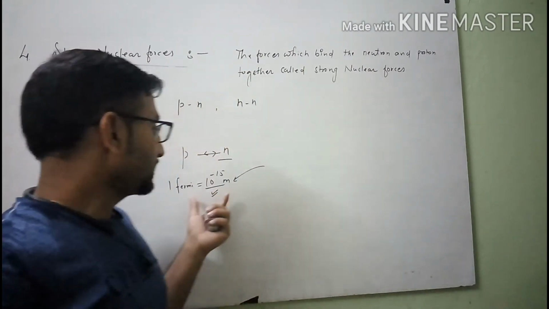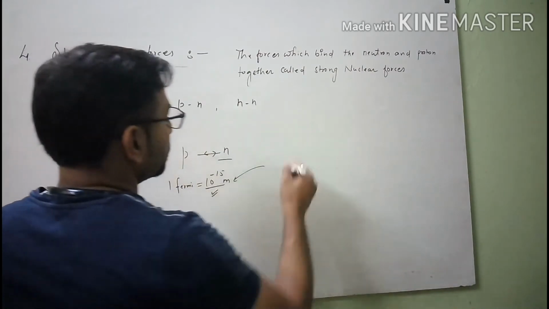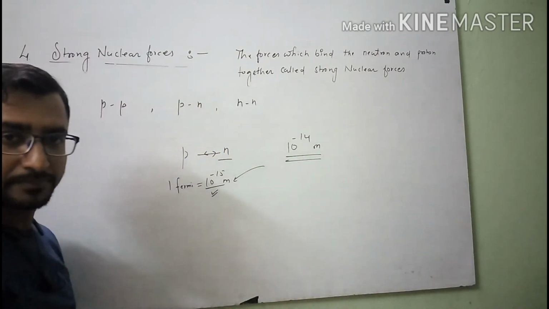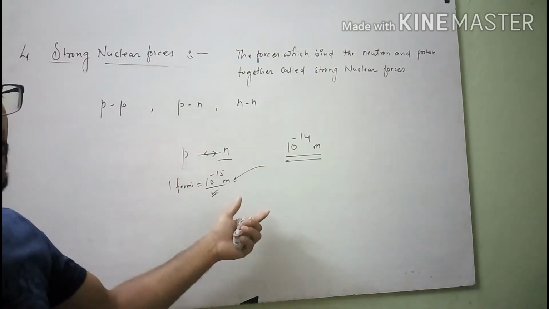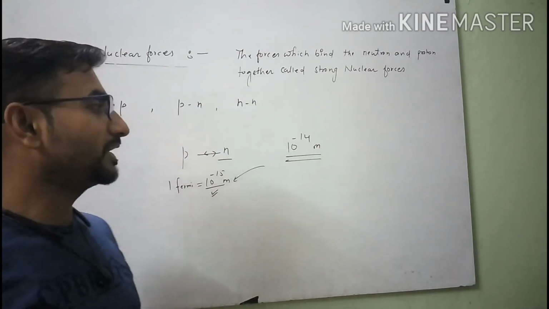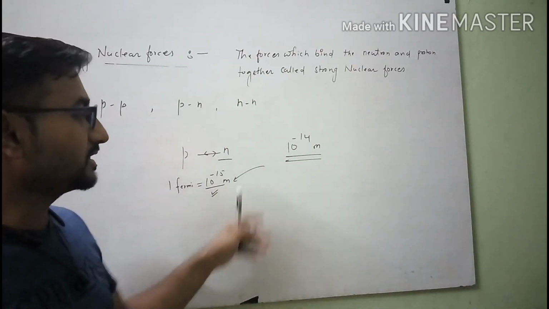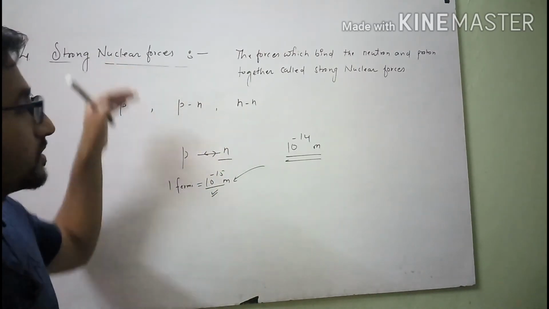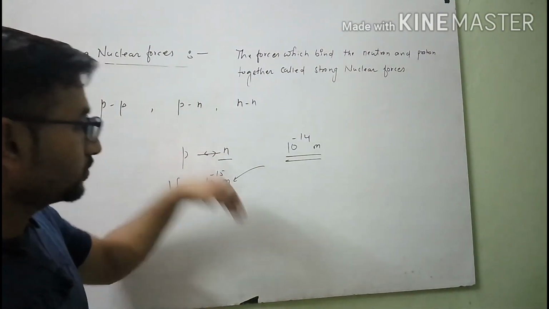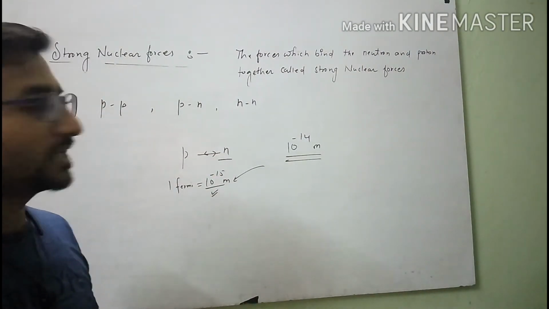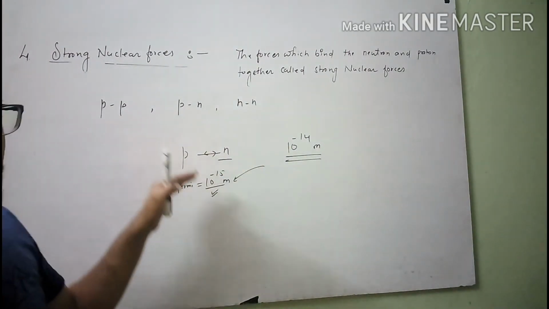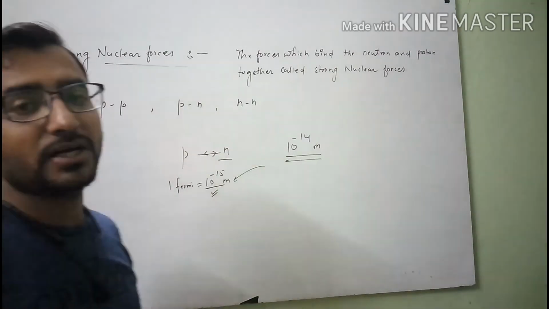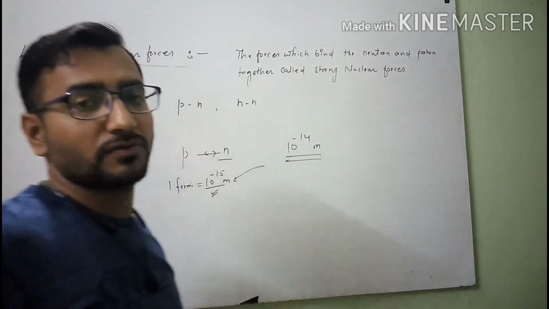So this is applicable only up to the distance which is called 10 raised to the power minus 14 meter. So this force is applicable up to a limited range, and when we go below this range, we see that the force of attraction, which is called strong nuclear force, goes to repulsion force. Clear, student? So here I will write some properties about strong nuclear forces, which are called important characteristic properties of strong nuclear force.